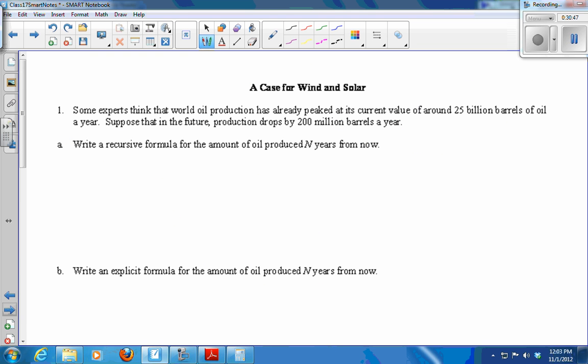Okay, so I have a little activity for you to work on in your groups. And I actually researched these numbers, and I'm not saying that they're guaranteed right, but I did try to look them up. And I want you to think about oil production.